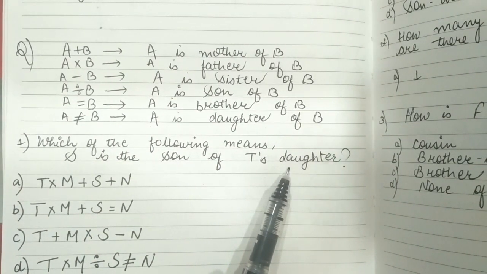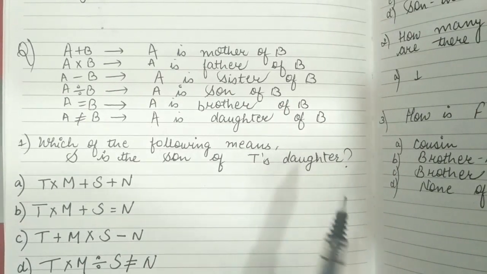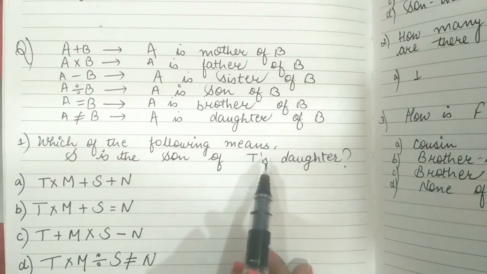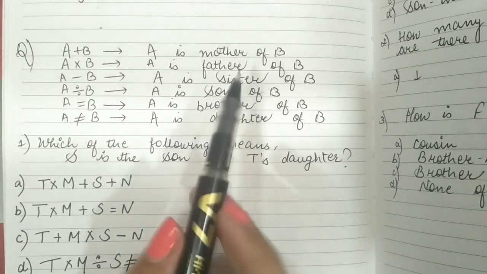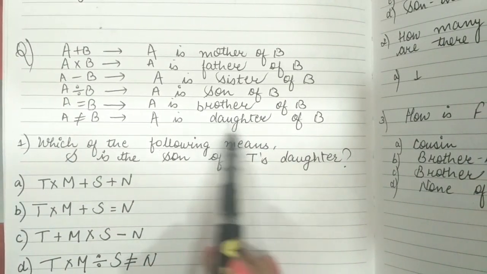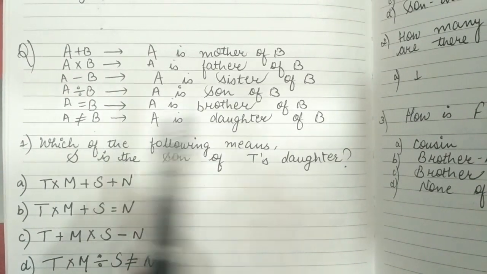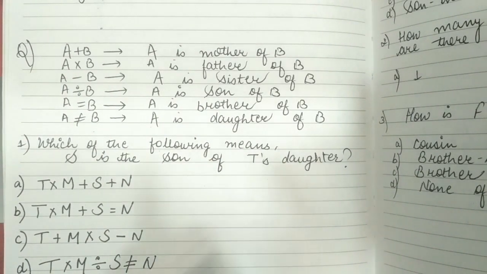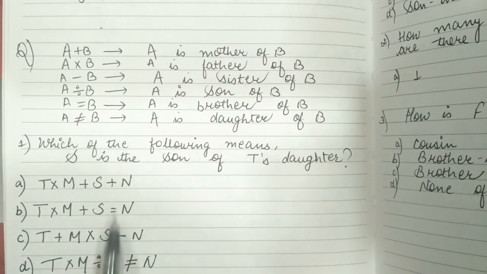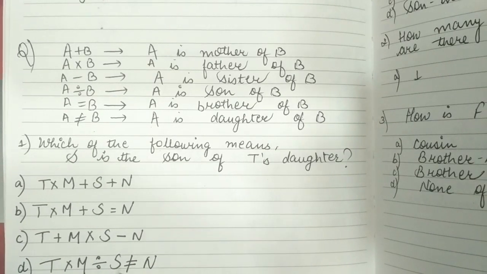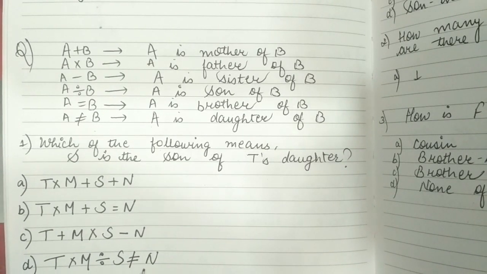I believe the best way to solve the questions of this pattern is by looking at the options. Okay, S is the son of T's daughter. From above you can see daughter, not equals to is used to denote daughter. First look at the options. If that symbol is there, only in the last option the not equals to sign is there. But it is between S and N.